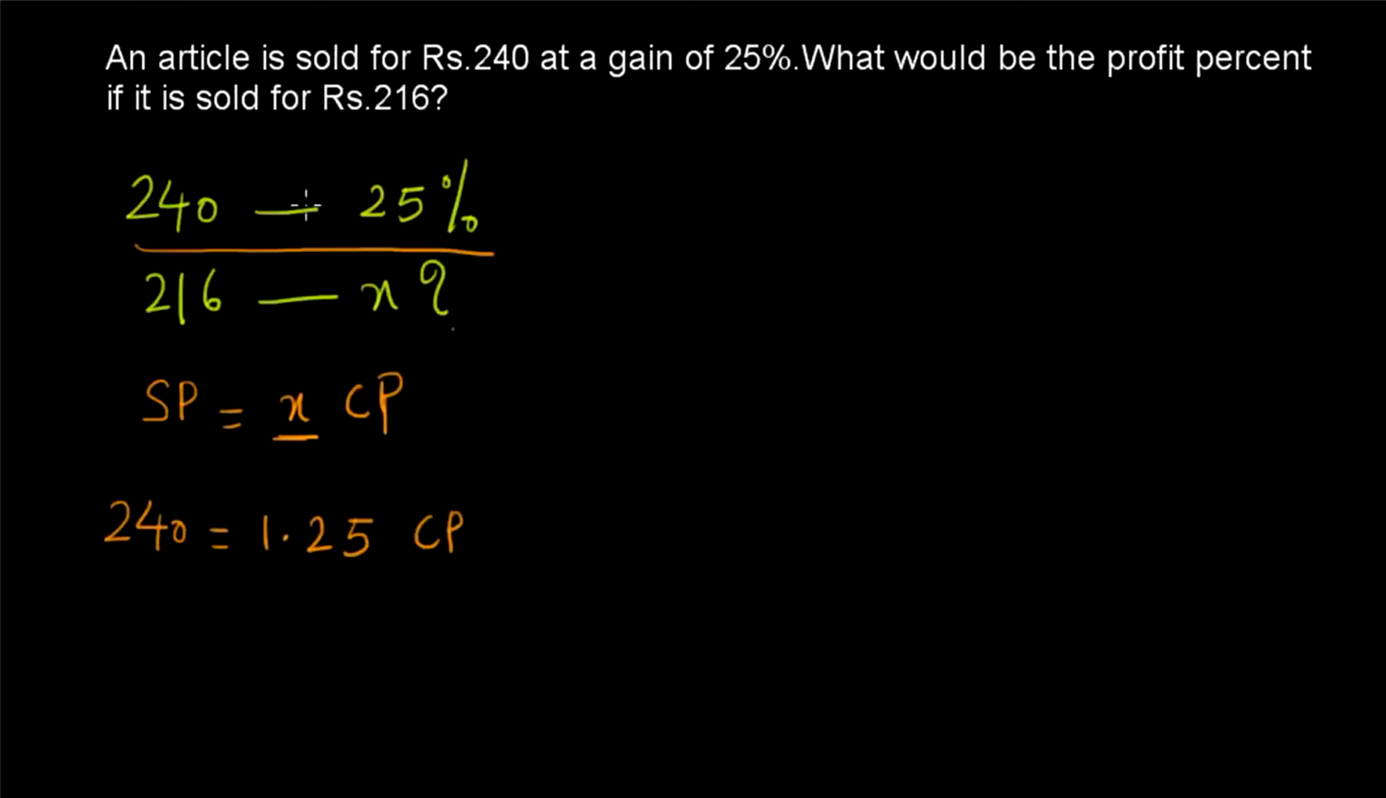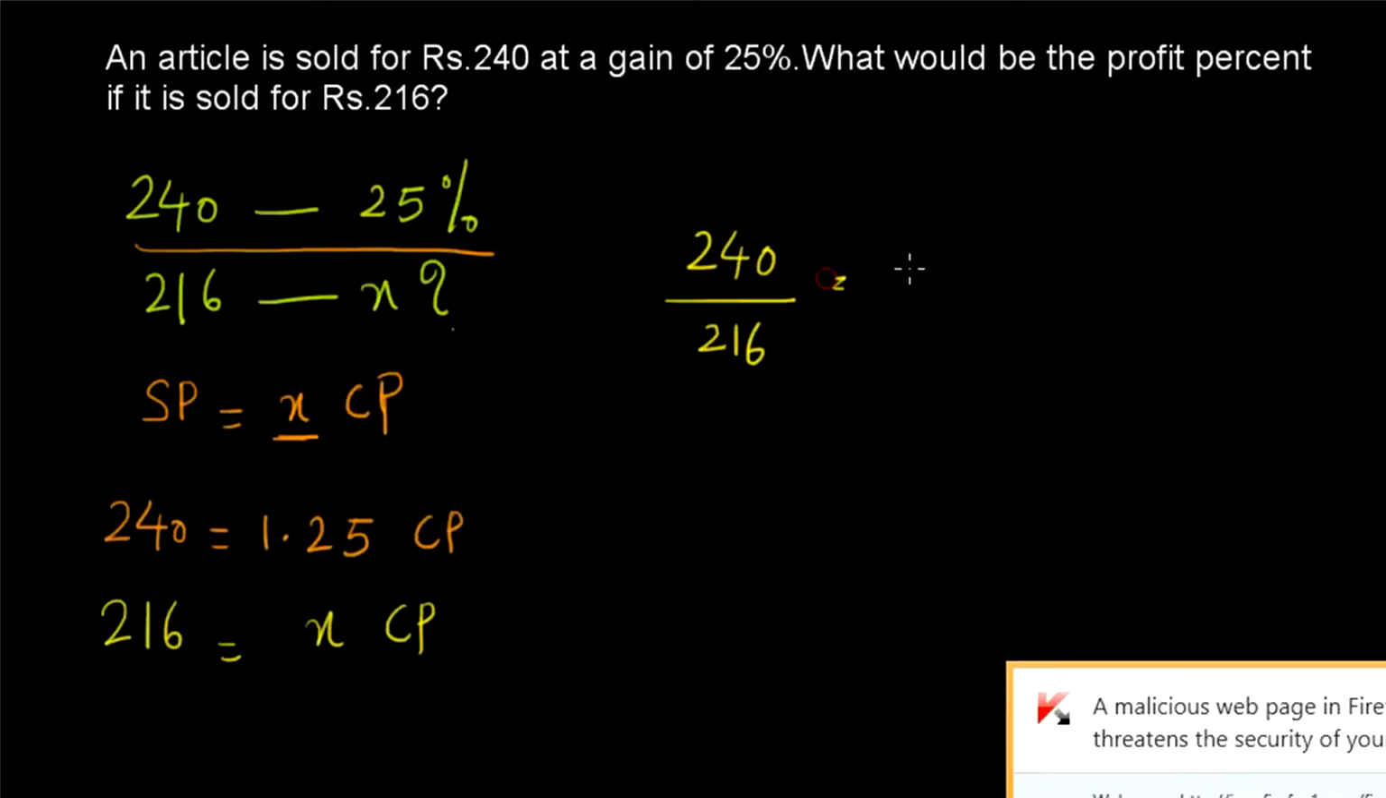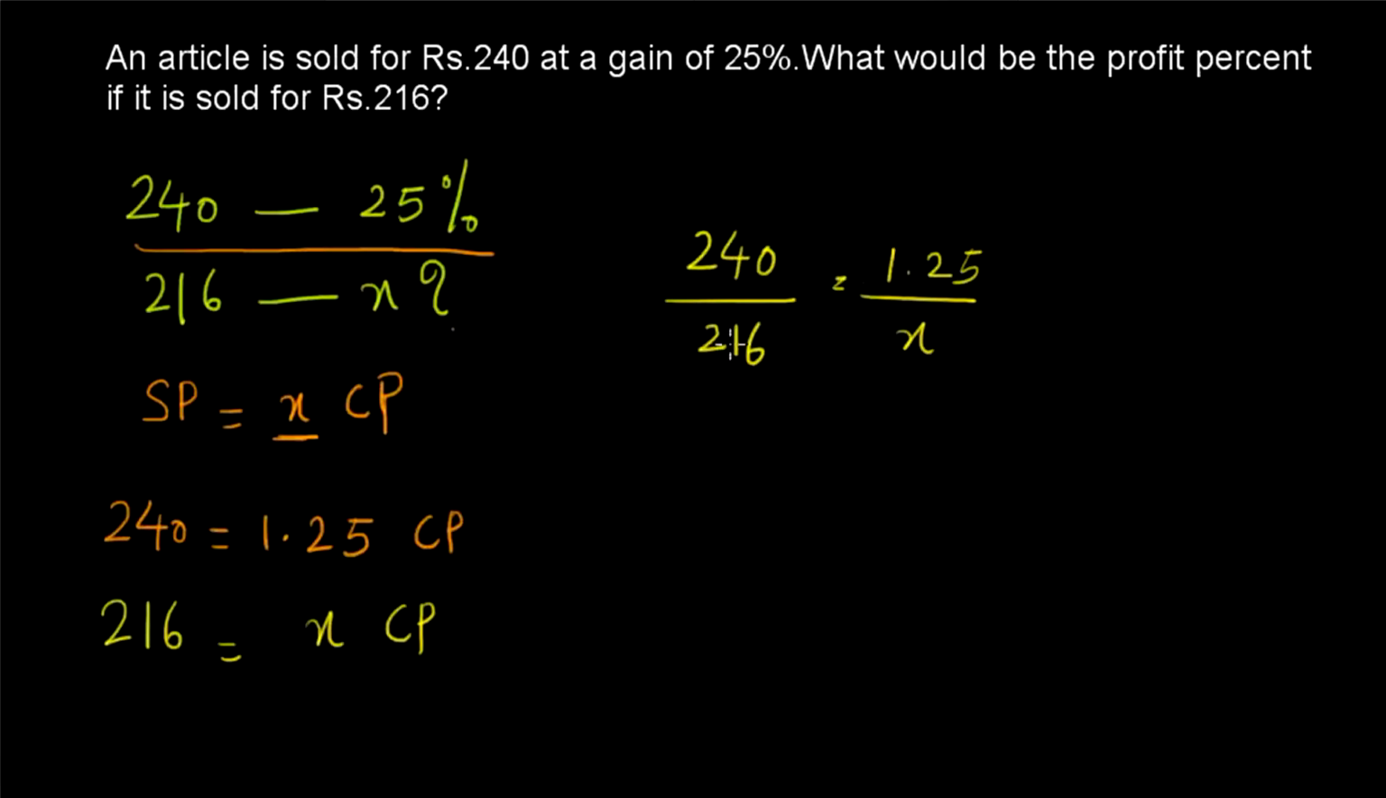Then what about our second one? Our second equation will be 216 is equal to, we don't know the profit percentage, we have to find it out, so 216 is equal to X into CP. Now we can just divide these two equations. We need not find out the cost price, because the cost price is easily eliminated by dividing one equation by the other. So 240 by 216 is equal to 1.25 by X.